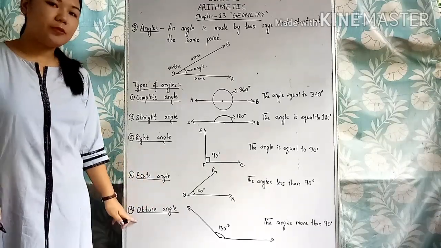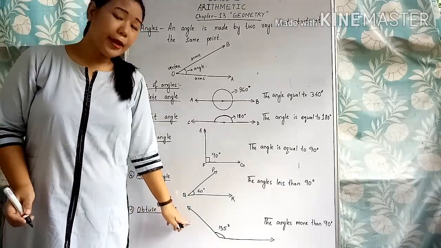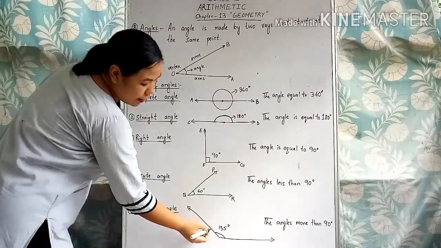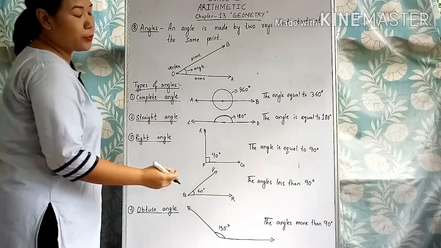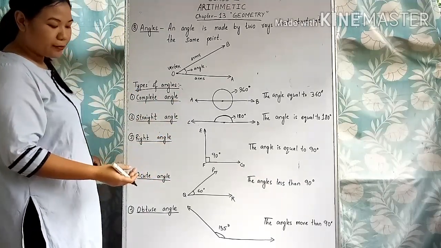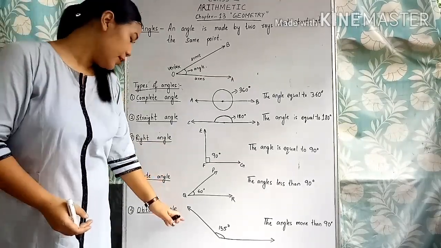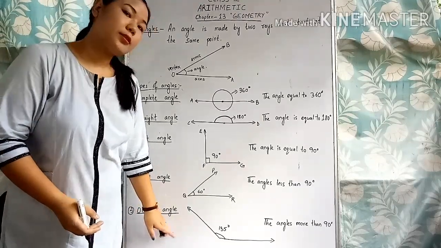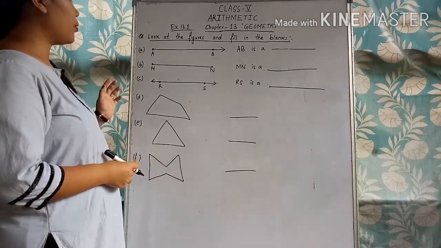Next is obtuse angle. The last one, obtuse angle. Now these are the angles which are more than 90 degree. So here I have drawn 135 degree. So it can be any angle which is greater than 90. It can be 110, it can be 125, 150. Okay, but it should be less than 180 degree. So these angles are known as obtuse angles. Clear?